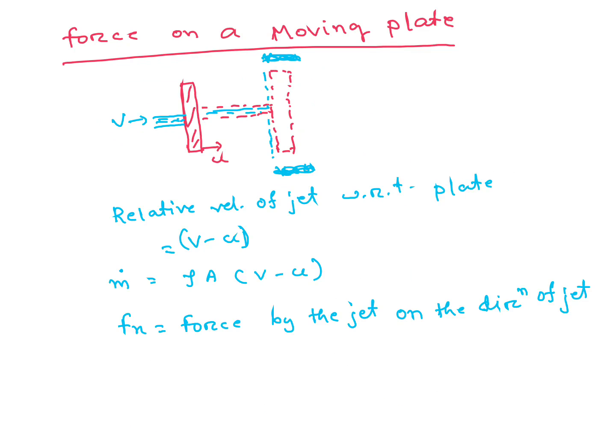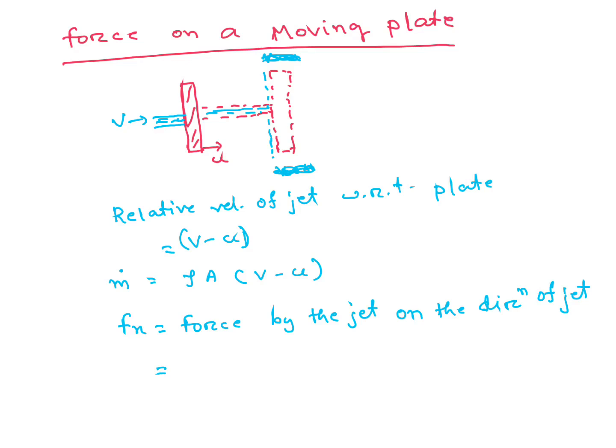When the jet strikes a moving plate, the plate is moving with velocity small u and the jet velocity is capital V. So the relative velocity of the jet with respect to the plate is V minus small u. Then the mass flow rate m dot, the mass of water striking the plate per second, is rho a into the relative velocity V minus u.